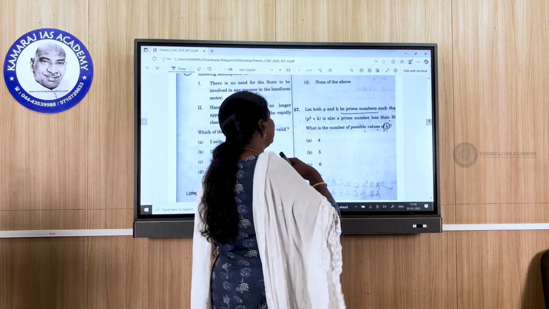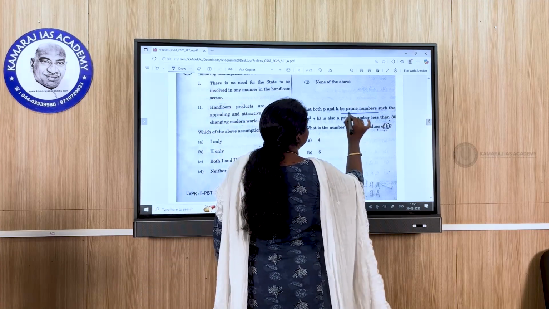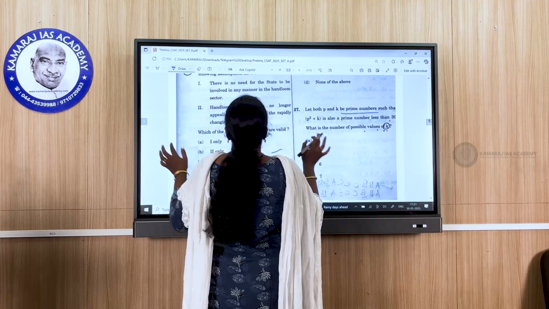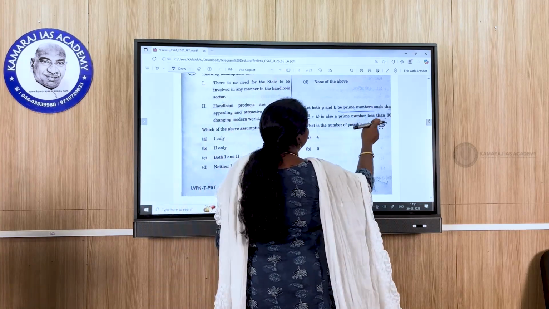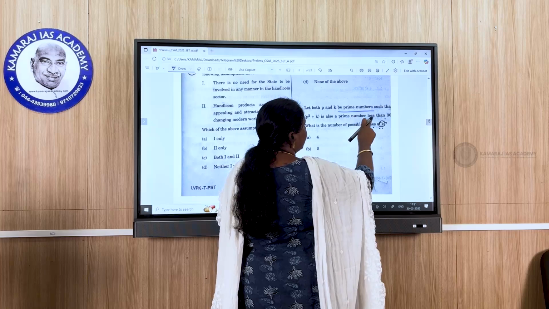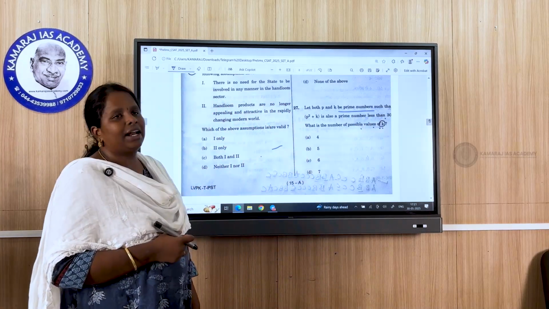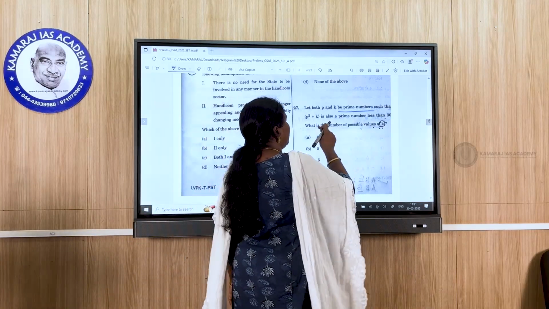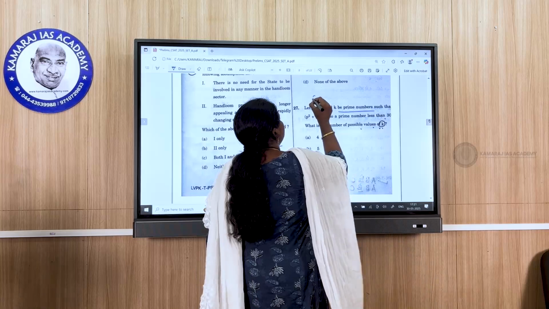So let both P and K be prime numbers such that P square plus K is also a prime number less than 30. What is the number of possible values of K? Right? You have to substitute K value. What are the possible values of K? Right? So what are the prime numbers we have?